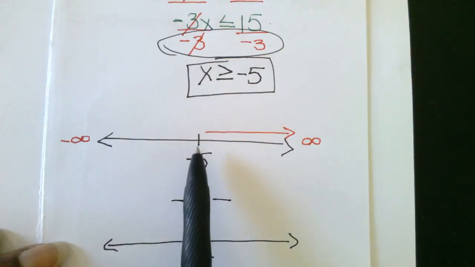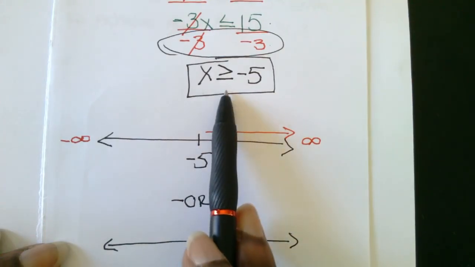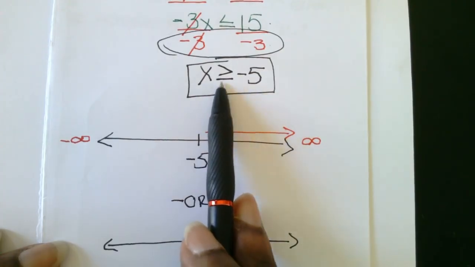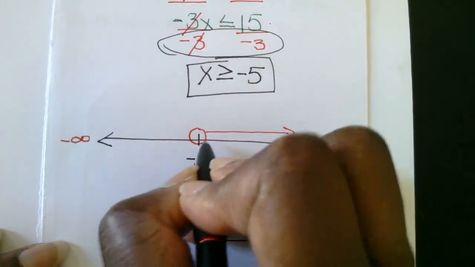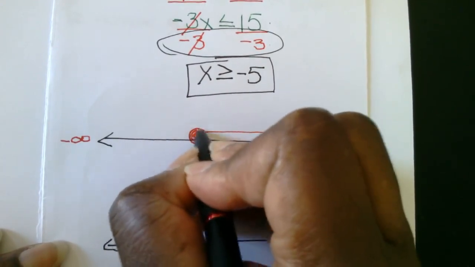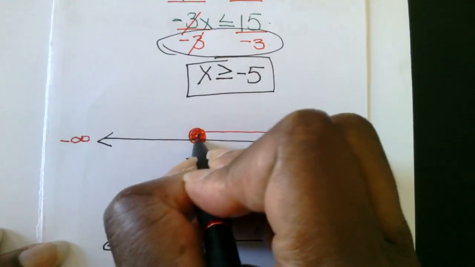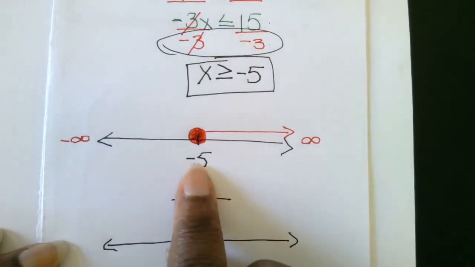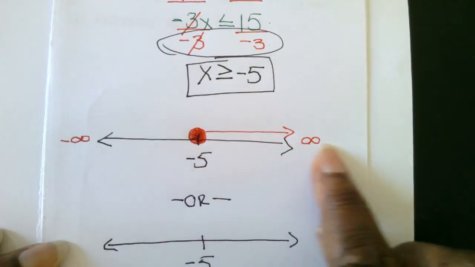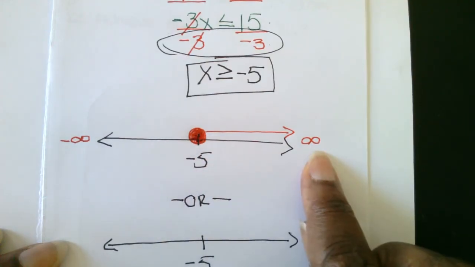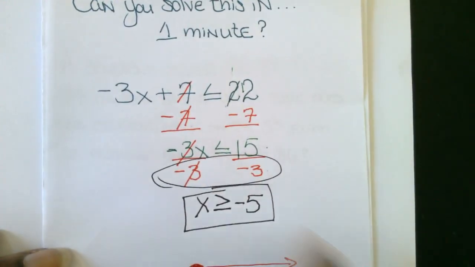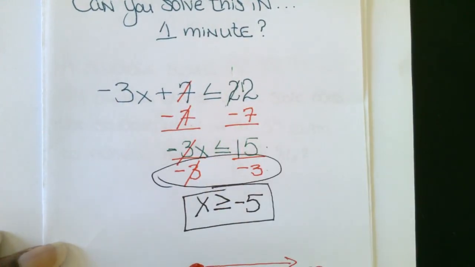So when you graph it, since it's greater than or equal to, that's what this sign says. That means you're including that point of -5. So you're saying that I'm going to start at -5 and go all the way up to positive infinity. So anything from -5 up is going to make our original equation a true statement. That's what inequalities do. Okay?